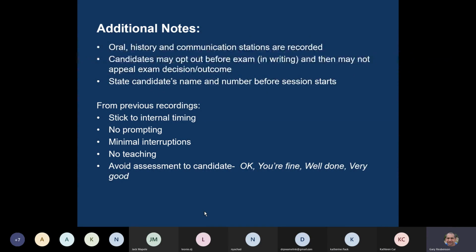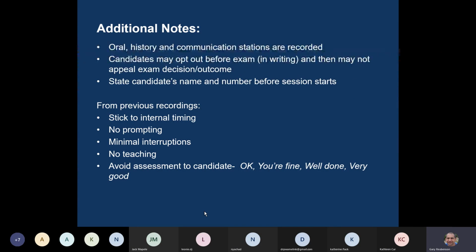The reason they're recorded is so that if you have a concern with how you were treated by an examiner, if they were unfair, either they treated you unfairly or the mark they gave you was unfair, that potentially you can appeal that, and then the college has the ability to go back and look at that station, listen to the recording, and see is there merit to what you're saying or not. If you decline to be recorded, what you're essentially saying is you have no recourse if something like that were to happen.